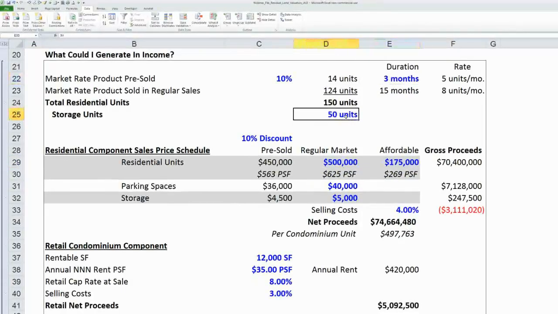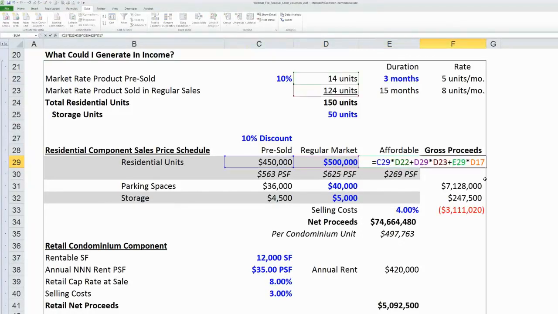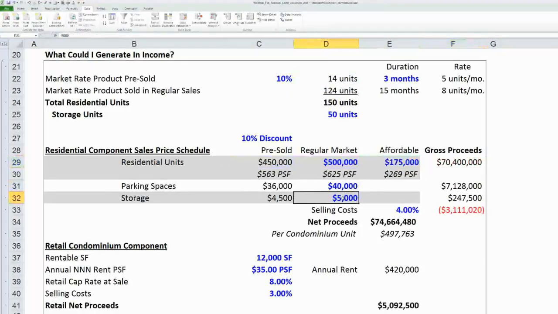And so now we can take a look, well, what kind of income are we going to generate through this condo deal? Well, we have 10% pre-sold, and the discount on pre-sold units is going to be 10%. Our regular market price for an average unit is $500,000, and our price for an affordable unit is $175,000. And that's going to give us gross proceeds of $70.4 million. We're going to sell parking, we're going to sell storage, and so on. After selling costs, this is our net proceeds for the residential component.